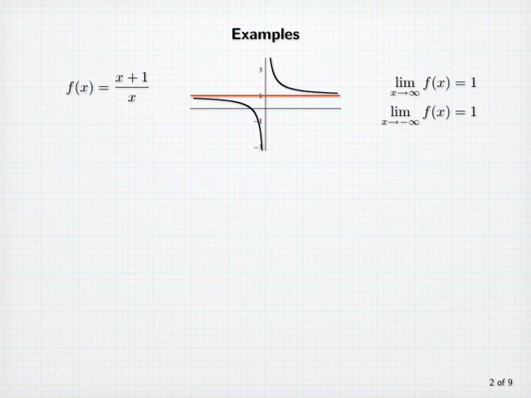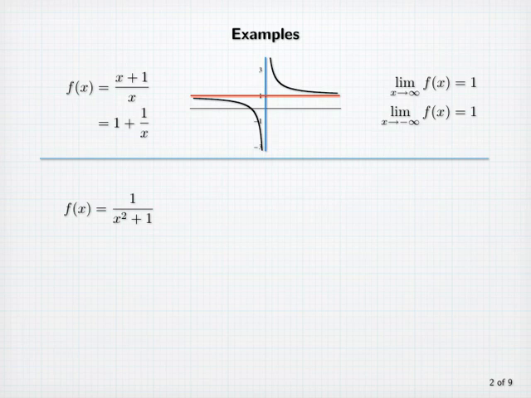To understand a little bit better why both of those limits are 1, notice that the function can be rewritten as 1 plus 1 over x. When x is large, whether positive or negative, 1 over x is small, and so the value of the function is approximately equal to 1. We point out also that there is a vertical asymptote at x equals 0 because of the fact that the function has infinite one-sided limits as x approaches 0 from the left and the right.